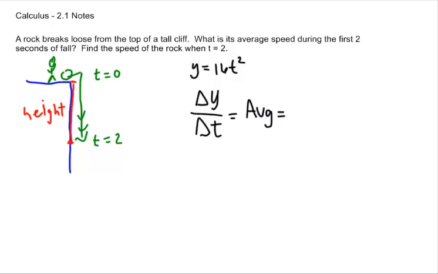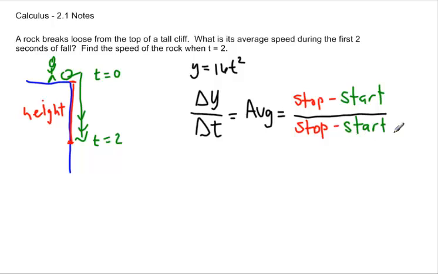In other words, if you can take where you stop minus where you start, and divide that by the time that you stop minus the time that you start, you're going to get an average. So how does this look for our particular problem?